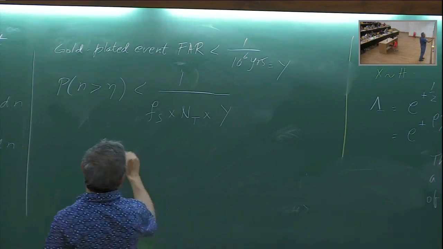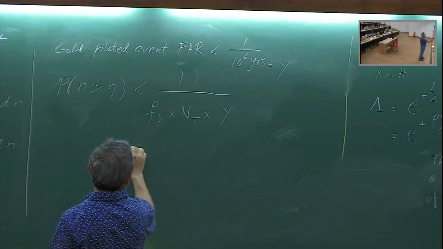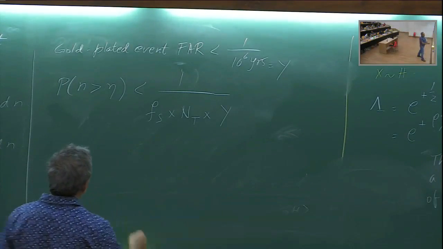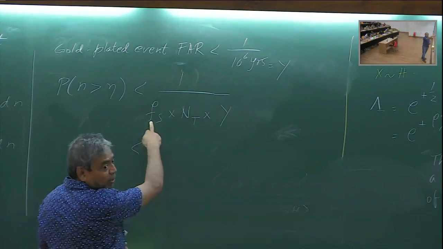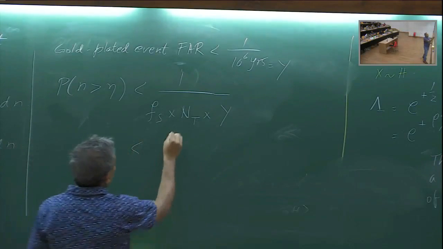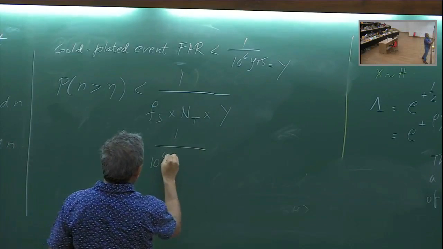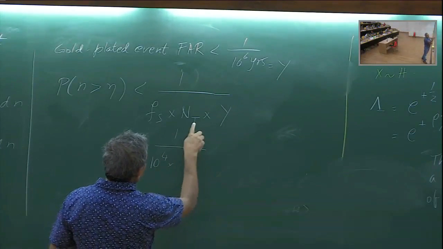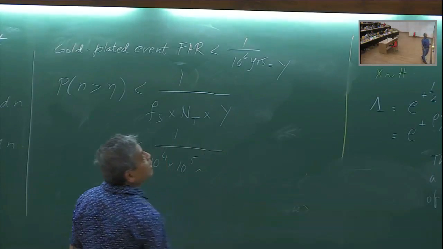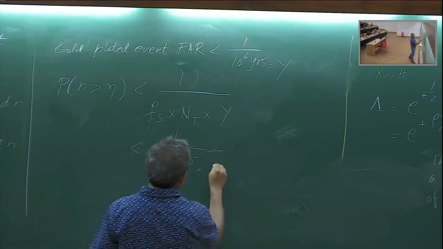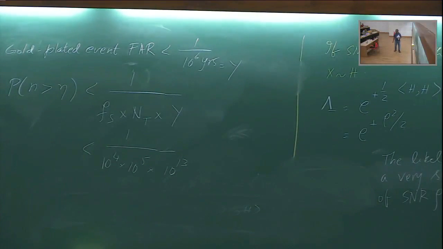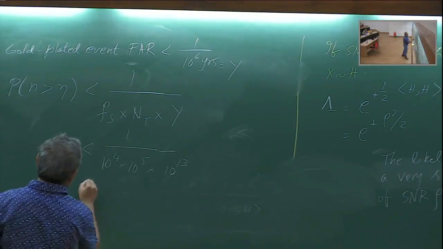So what's that roughly? This fs is the sampling rate. That's the time. Therefore, the whole thing is dimensionless. So we have 10 to the 4 here, roughly. This is 10 to the 5. And 1,000,000 years is 10 to the 13. So this is of order 10 to the minus 22.